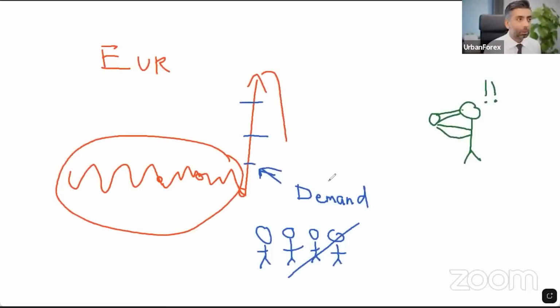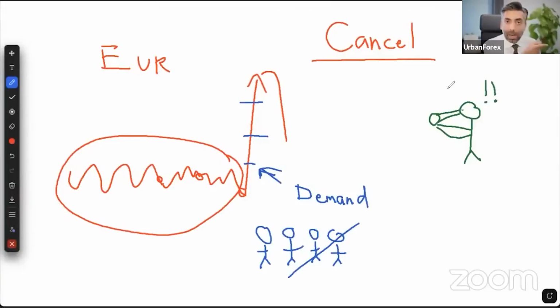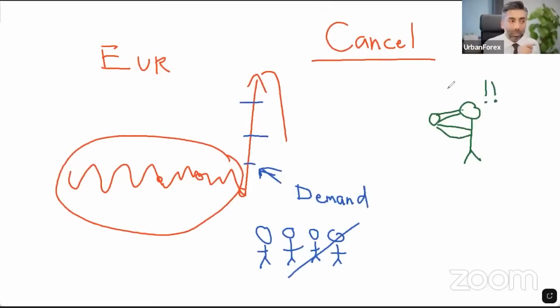Why is it dropping? Why is the price crashing down? If they don't want it, you don't want it. So you say, cancel. The deal is off. If the demand has disappeared, it's not a deal. I need the demand to be there. So what that looks like in technical analysis terms is this.